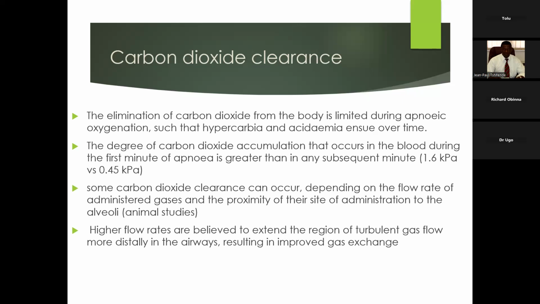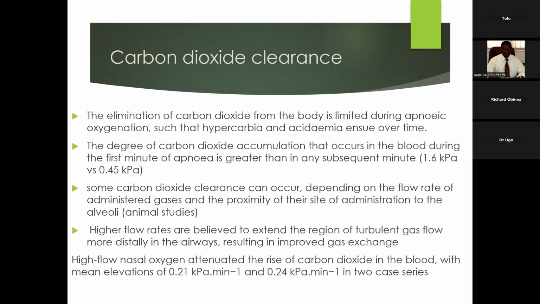However, it has not really been shown in adults, like human subjects. But it's still theoretically possible that higher flow rates are believed to extend the region of turbulent gas flow. And so high flow nasal oxygen has been shown to attenuate the rise of carbon dioxide, reducing it to 0.21 to 0.24. And this has been shown in 2 case series that have been carried out.